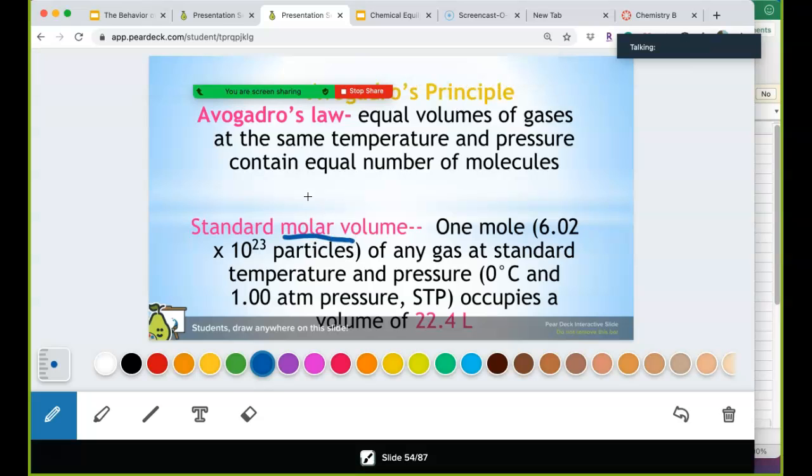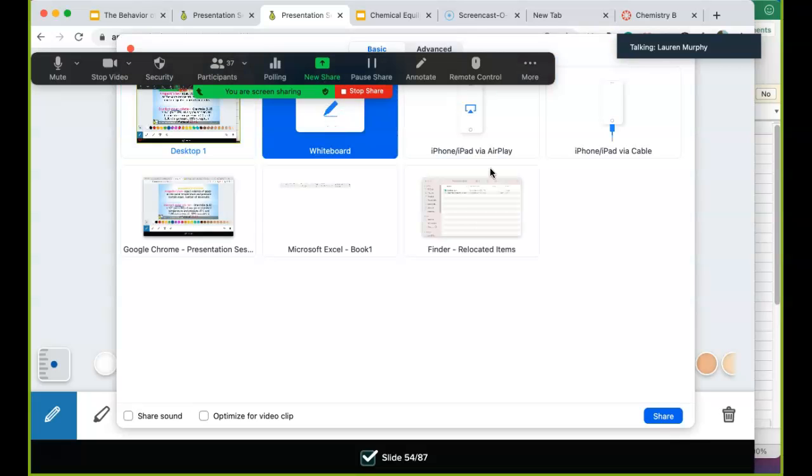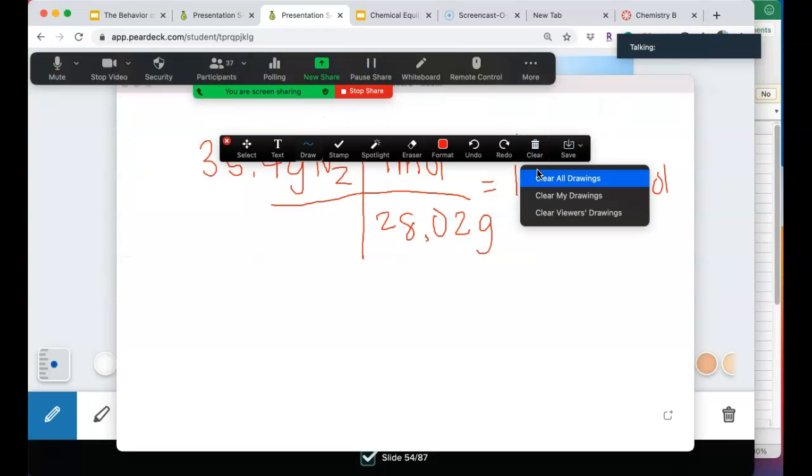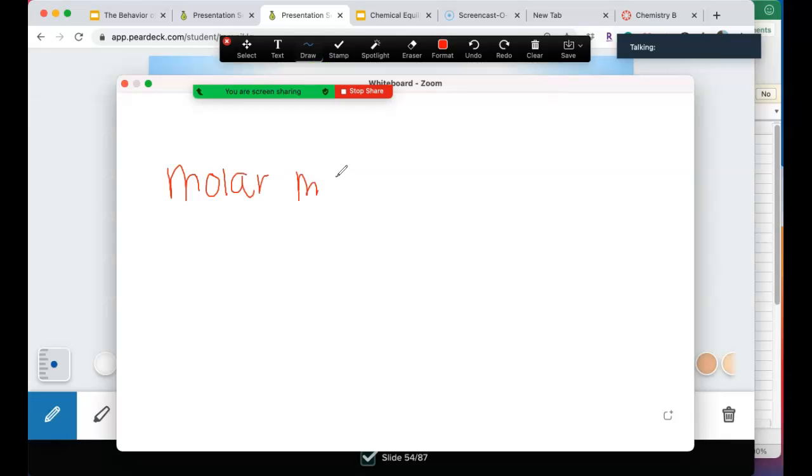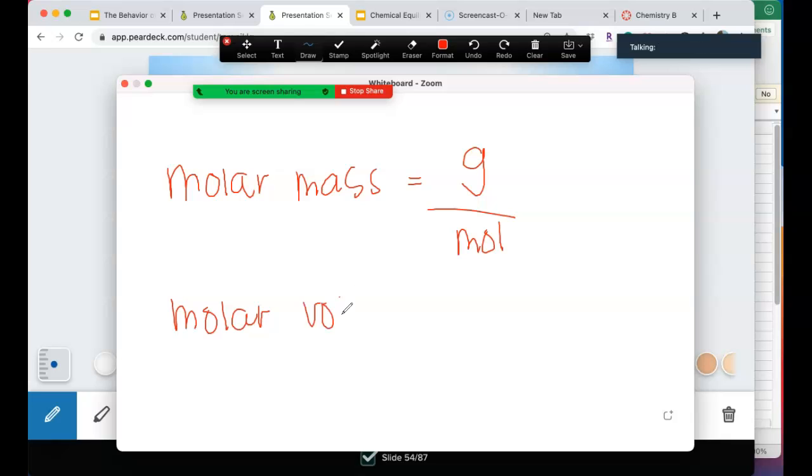Okay, so let's flash back real quick. Molar volume. Well, let's do a word we do know, molar mass. The units for molar mass are grams over moles, grams per mole. So for molar volume, notice the mass is on the top and the molar part is on the bottom, so it's going to be volume over mole. That's what it stands for.